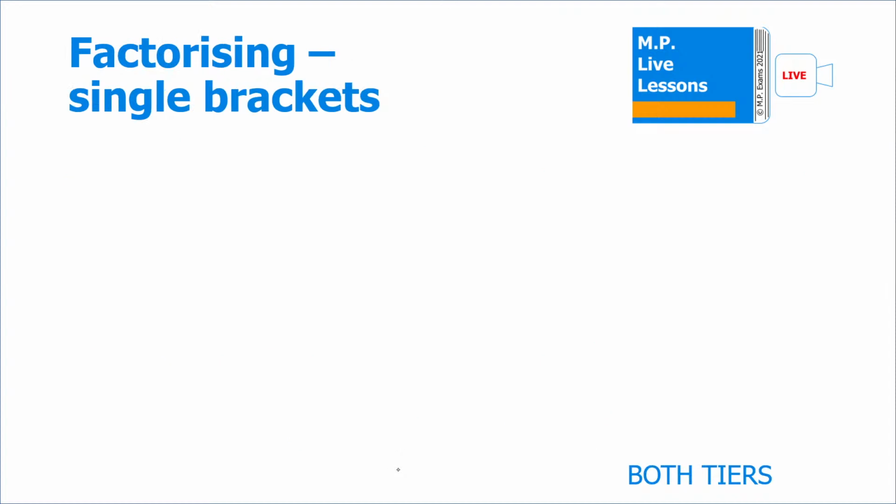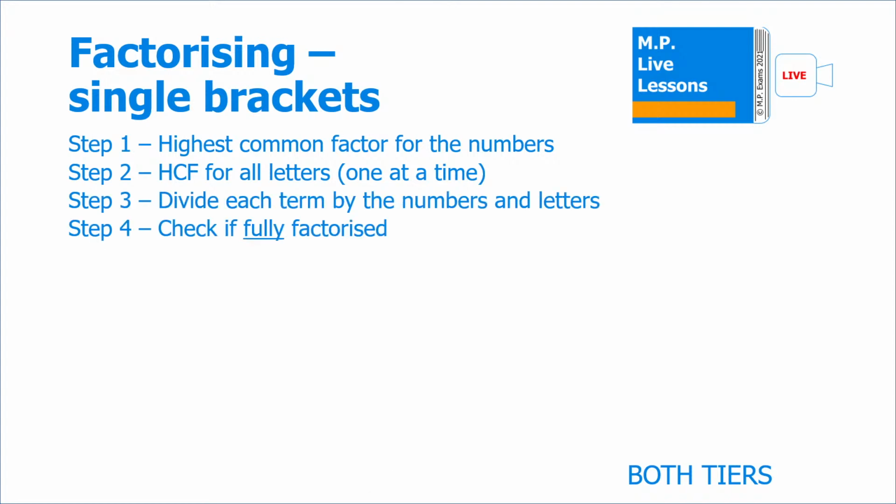Now, for both tiers again, you'll need to factorize and do this with single brackets. So you have 4 steps here. You find the highest common factor for each of the numbers, and then the letters as well. And then divide each term by the numbers and letters, and then you check if they're fully factorized, if not, you can do this whole thing again.